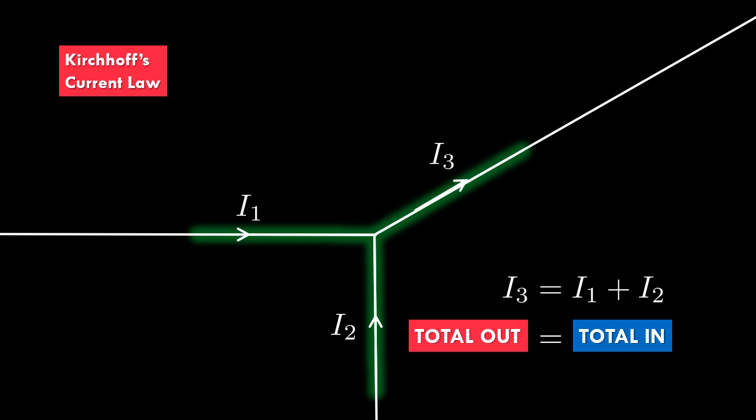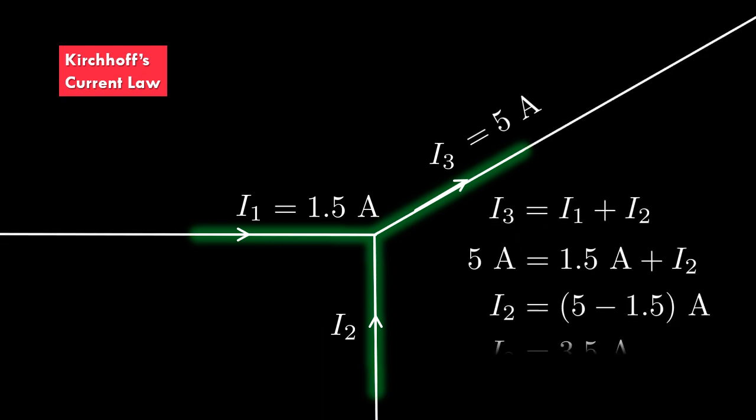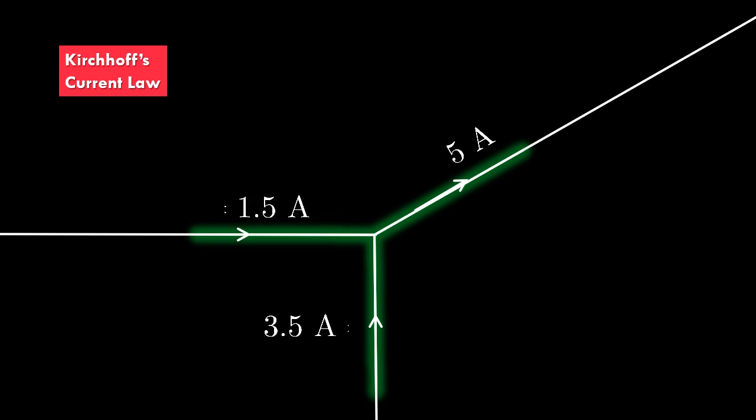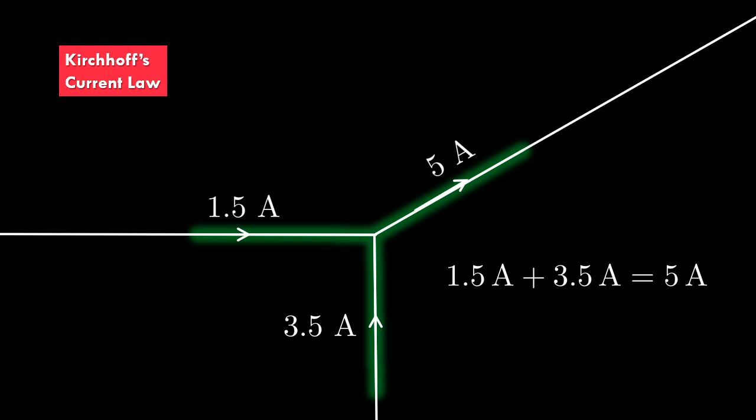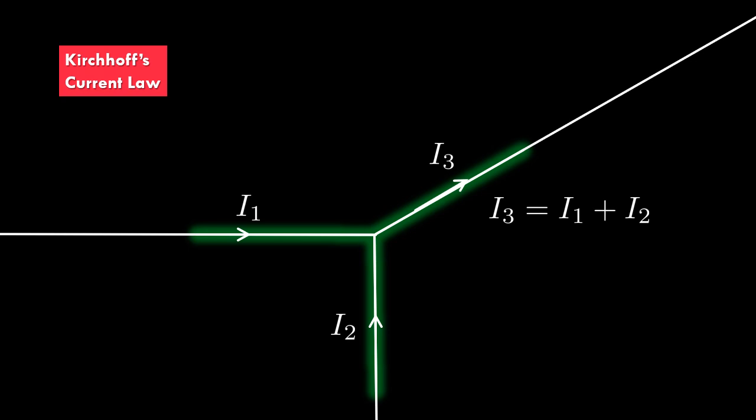Let's try an example. Given the values of I1 and I3, can you calculate the value of I2 using KCL? Yes, just put the values in and the value of I2 will pop out. After knowing all the values, this is what it looks like. And as you can see, it all makes sense. The total current going in is 1.5 plus 3.5, that is 5 amperes, and that's the total exiting current as well. So KCL holds.